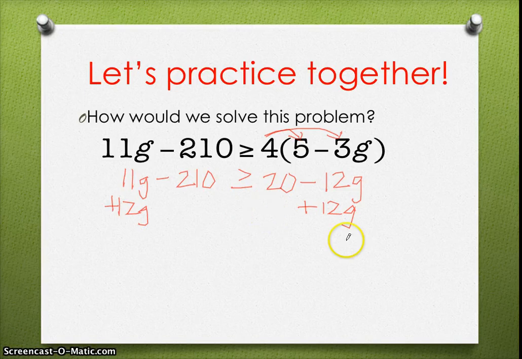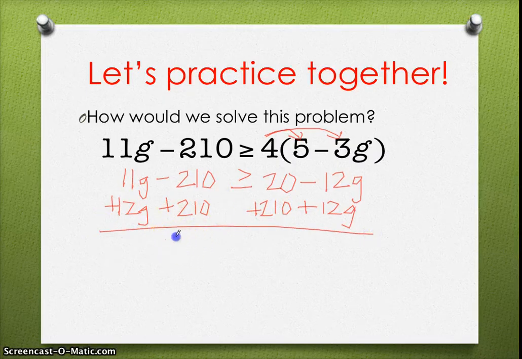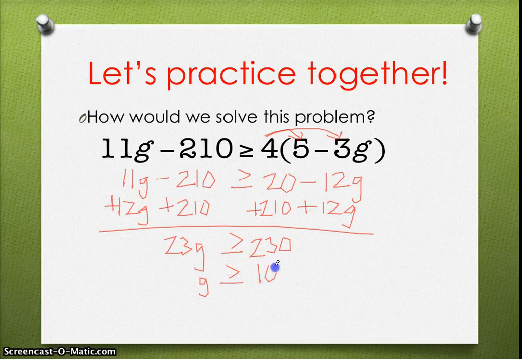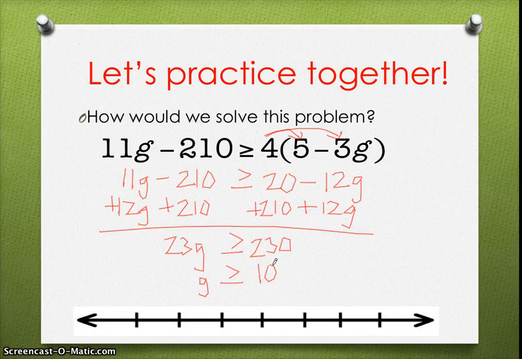Since we're moving our variables to the left, we want to move our constants to the right. So let's go ahead and add 210 to both sides. So when we do that, we get 23g is greater than or equal to 230. And we divide both sides by 23, and we get g is greater than or equal to 10. So let's go ahead and graph that.